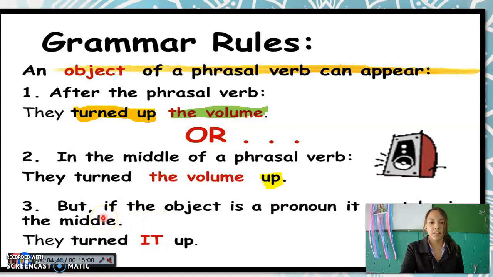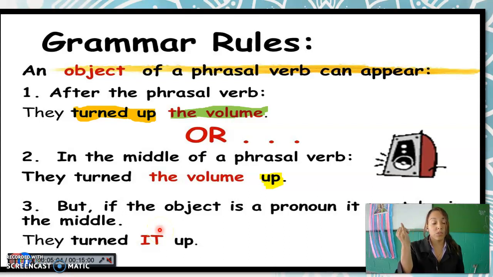Okay, now we have a section in number 3. In number 3, if the object is a pronoun, it must be in the middle. For example, they turn it on. Okay, so in this case, it is the pronoun, right? Here it could be a different pronoun.